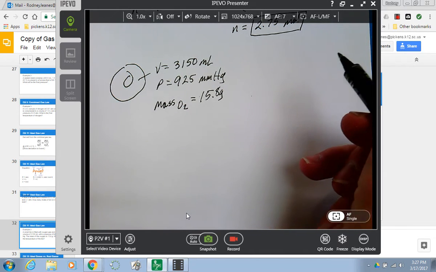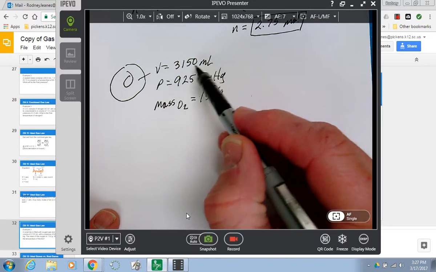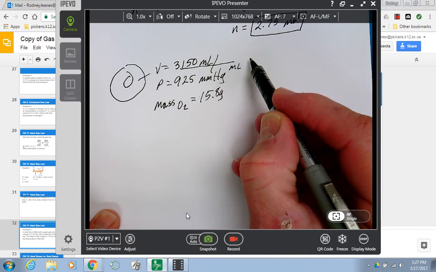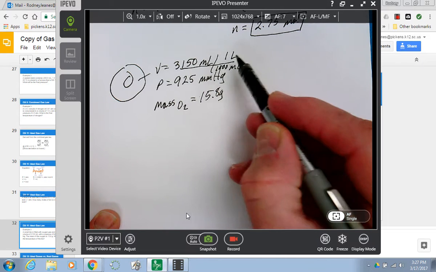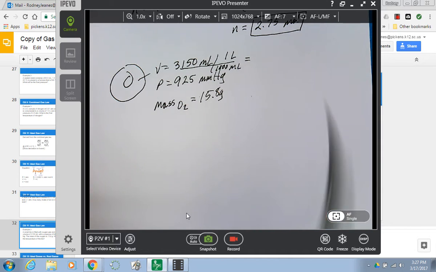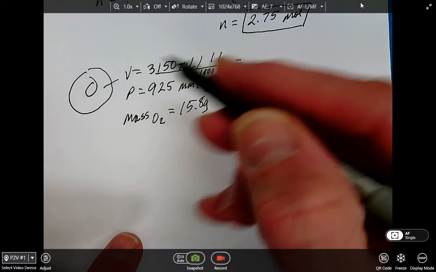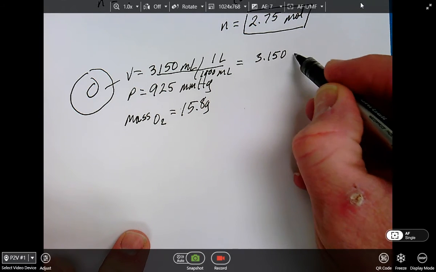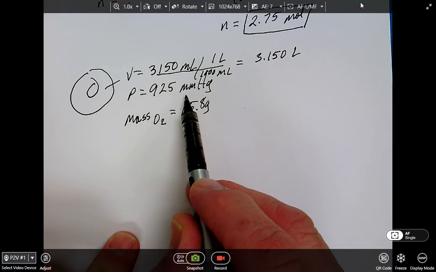So we got to do a couple conversions here. We need to, first of all, convert milliliters to liters. So remember, if we do our T-chart, milliliters go to the bottom. So we're going to have 1,000 milliliters, and we're going to have 1 liter on the top. So we're dividing by 1,000. So what's that going to do? Well, that's just going to move our decimal place over 3 places to the left. So that's 3.150 liters.